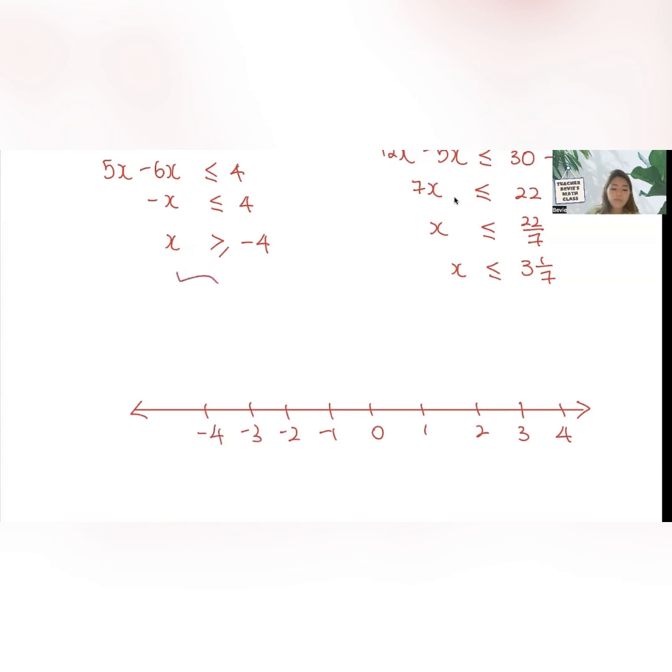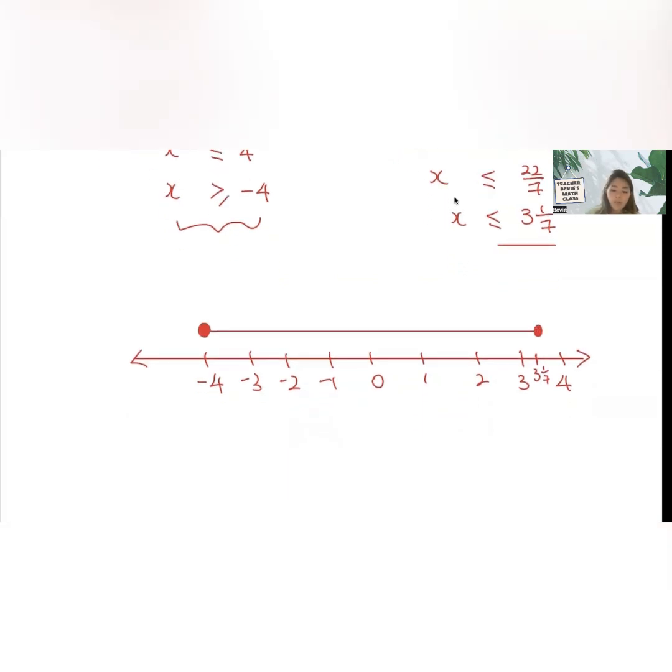So I'll draw this part first, which is x is greater or equals to minus 4, meaning I will have to color my circle over here. Greater than, I will go towards my right side. And where do I stop? I will stop at 3 whole 1 over 7, which is somewhere between 3 and 4. So somewhere around here. Smaller or equals to, same thing, I will have to color my circle and I will just join it up like this. So finally, my values that satisfy this inequality will be between minus 4 to 3 whole 1 over 7. And this is my answer.